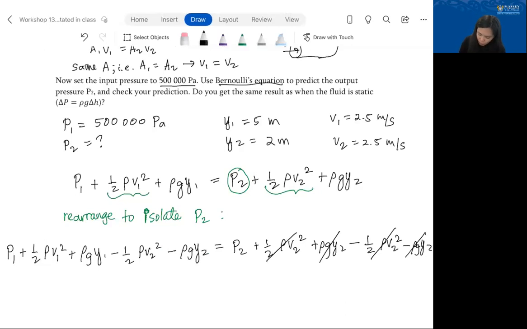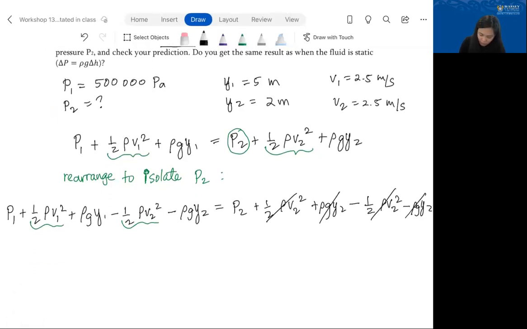Right, so here when we rearrange, we can now clearly see the speed is the same. That means 1/2 rho V1 squared minus 1/2 rho V2 squared will amount to nothing, will be equal to 0, right? Because V1 is equal to V2. And so we simplify the rearranged Bernoulli's equation: P1 plus rho g y1 minus rho g y2 is equal to P2. We know everything, so we can solve for P2.